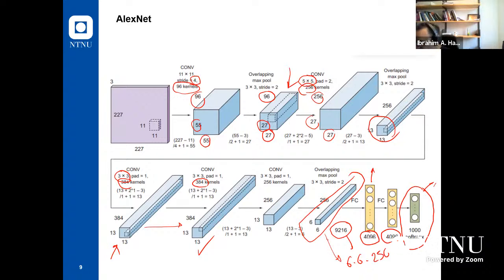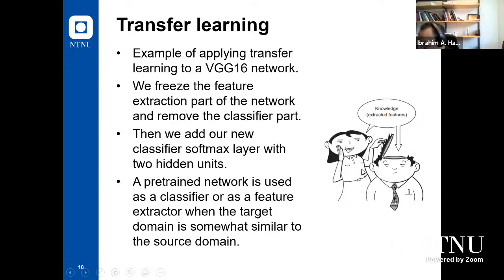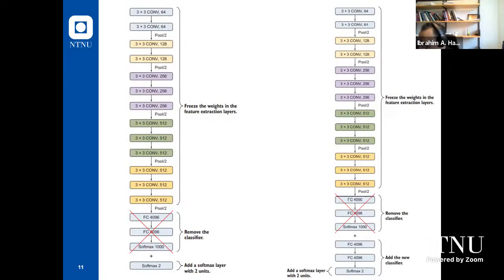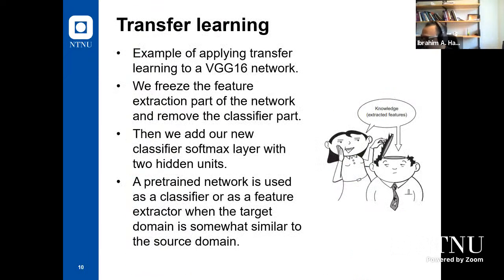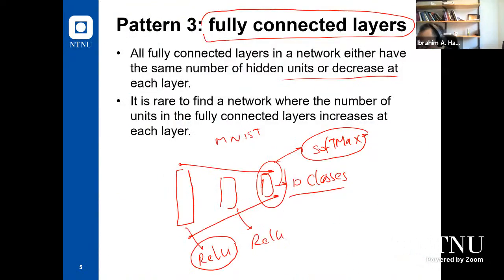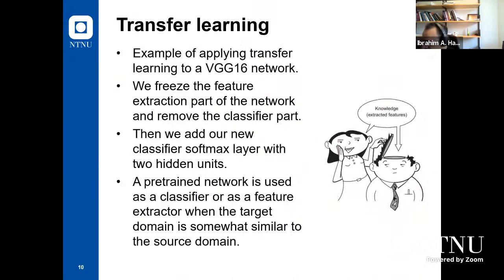The next item will be transfer learning. What is transfer learning? In fact, transfer learning is an example of applying, for example, AlexNet, or any other kind of pre-trained model, for solving different problems. We freeze the feature extraction part of the network and remove the classifier part. Then we add our new classifier or softmax layer, for example, with 2 hidden units if you want to use it for a binary classification problem. A pre-trained network is used as a classifier or as a feature extractor when the target domain is somewhat similar to the source domain.